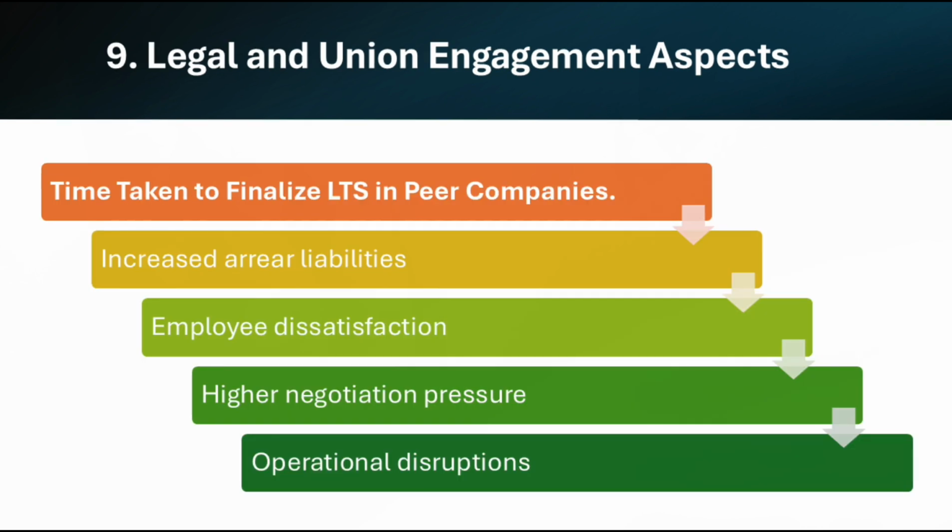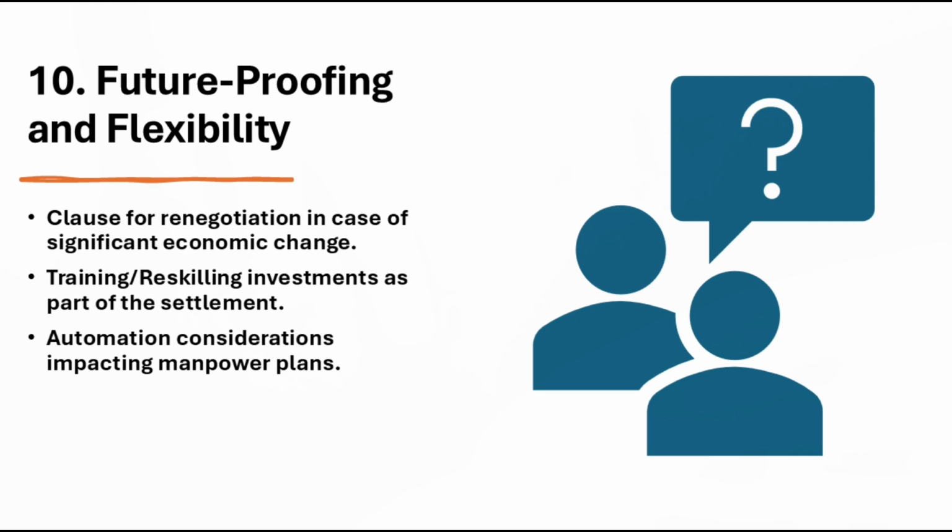Time taken to finalize LTS in peer companies. Benchmark the average duration required by comparable cement companies to conclude wage settlements. Delays in settlement finalization may result in increased arrear liabilities, employee dissatisfaction, higher negotiation pressure, and operational disruptions. Studying timelines followed by companies such as ACC, Ambuja, Ultratech, and Shree Cement can provide useful guidance for negotiation planning and stakeholder engagement strategies. And finally, number 10, future proofing and flexibility.